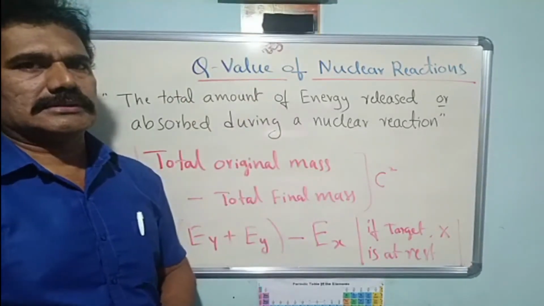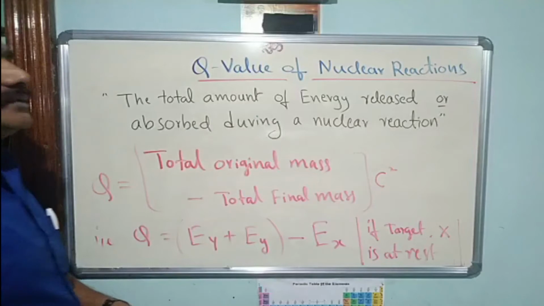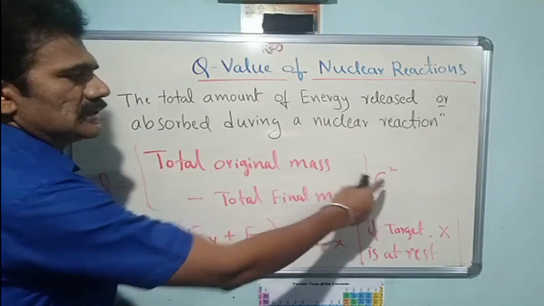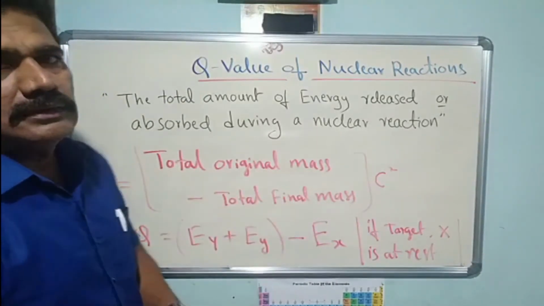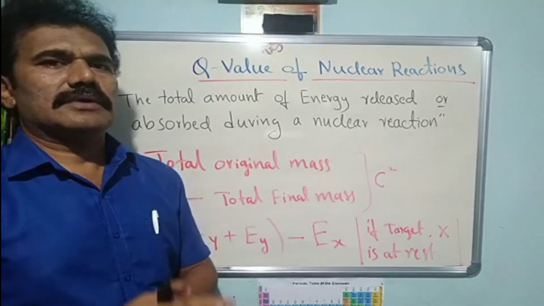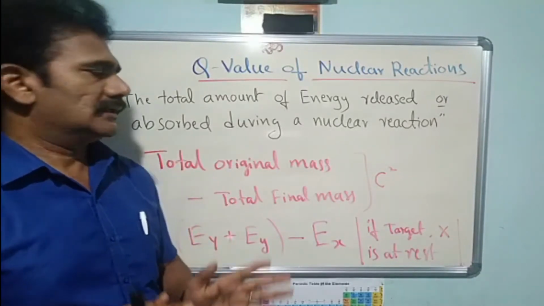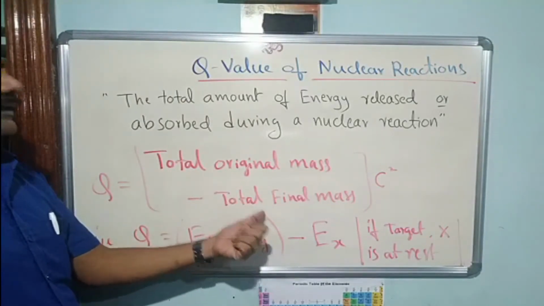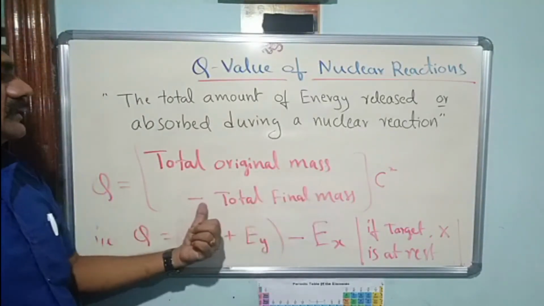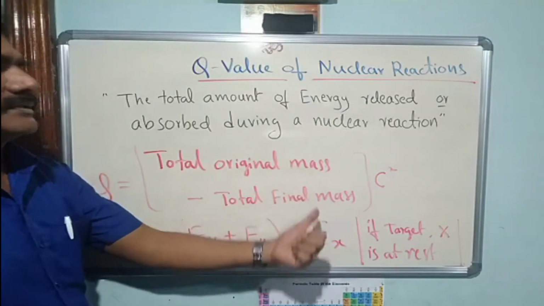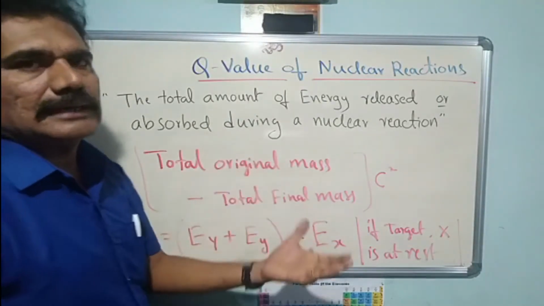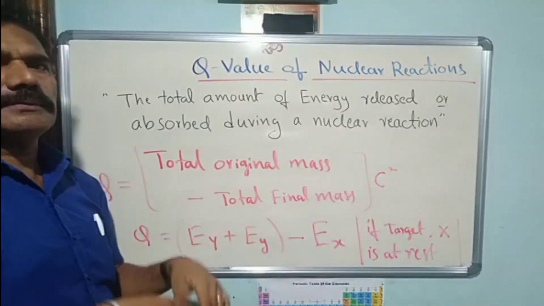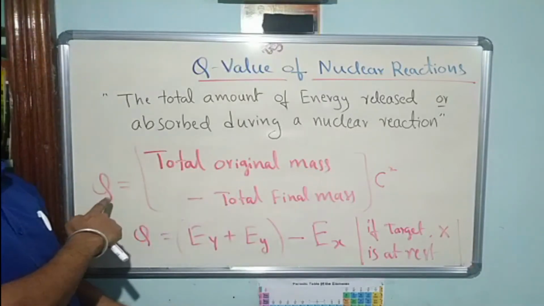Basically that value depends upon the total original mass minus the total final mass, times c square. So this is the basic equation E is equal to mc square, Einstein's famous equation. If you consider the difference of the mass before and after, the total original mass minus the total final mass, that is, the difference of the masses of the reactants and products times c square, that gives the total energy absorbed or released. That is considered as the quantity Q.